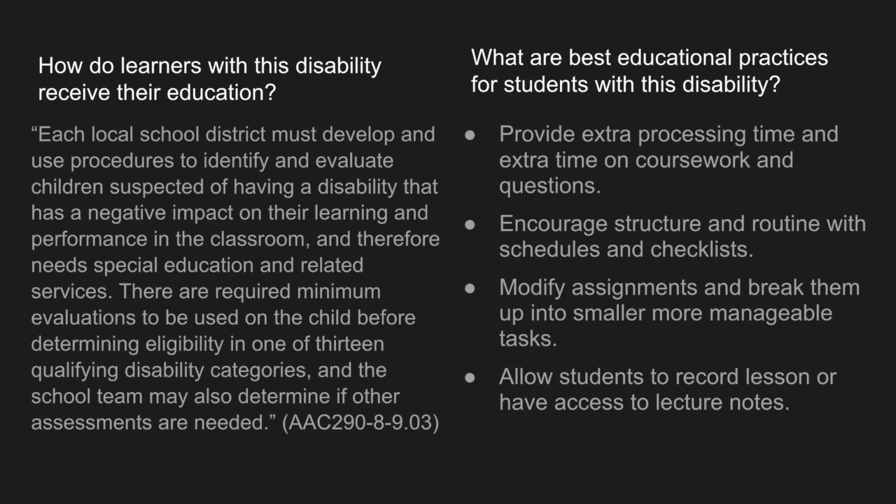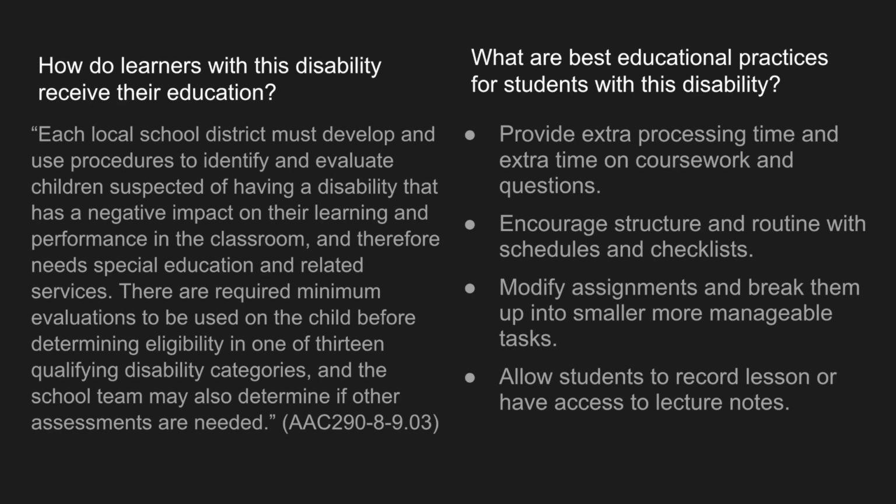So this is a really long quote, but I really want to read it because this is how learners with this disability receive their education, because a lot of students with TBI do alternative education or something like that. So it says each local school district must develop and use procedures to identify and evaluate children suspected of having a disability that has a negative impact on their learning and performance in the classroom, and therefore needs special education and related services. There are no required minimum evaluations to be used on the child before determining eligibility in one of the 13 qualifying disability categories, which TBI does fall under. And the school team must also determine if the assessments are needed. So this is not just for TBI alone, this is just kind of an umbrella of everything.